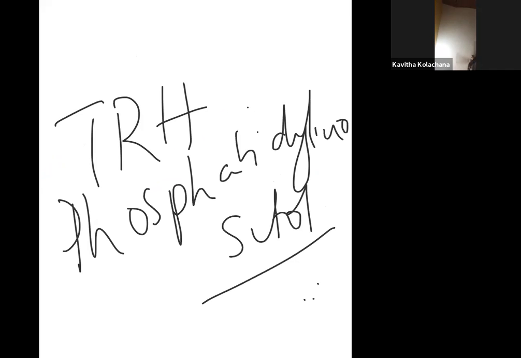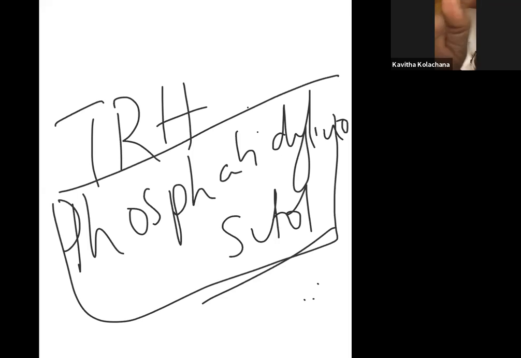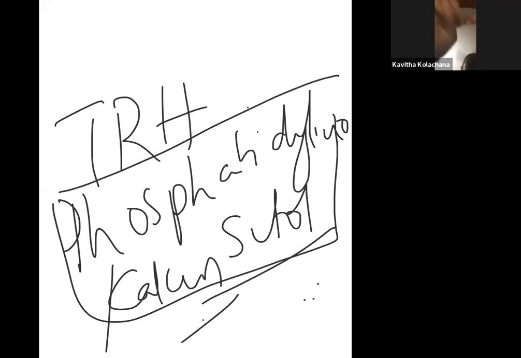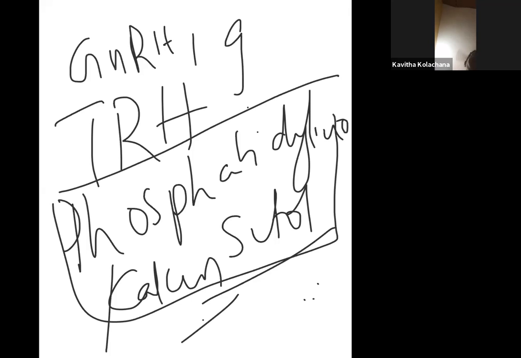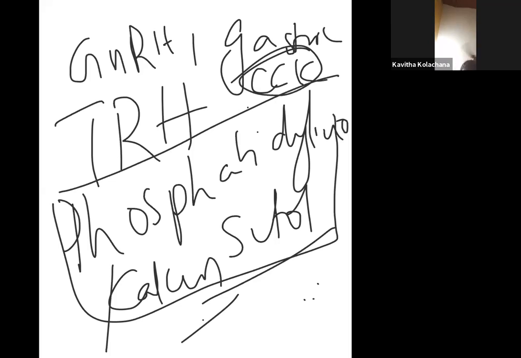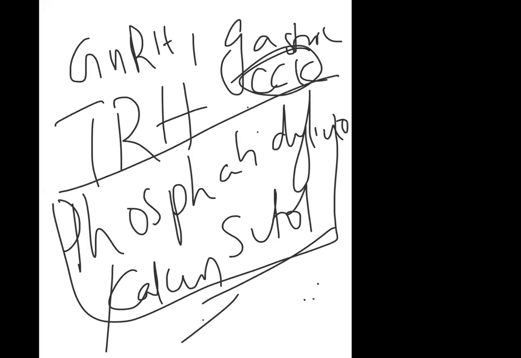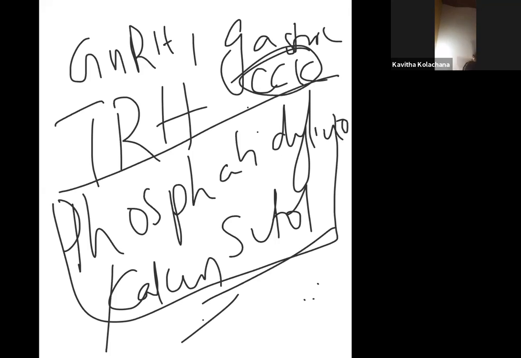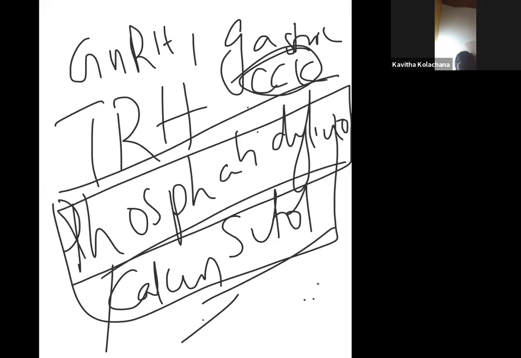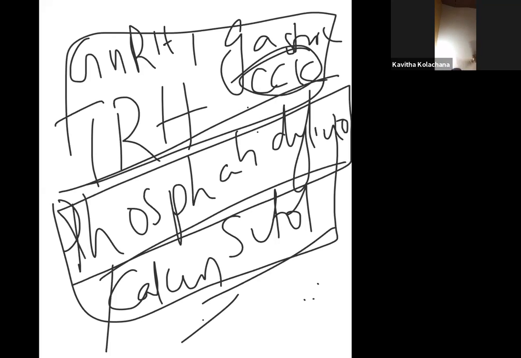It is phosphatidylinositol, so that is the complete one. It is also linked with calcium. The hormones which are stimulated by it are TRH, GnRH, gastrin, and CCK. What is CCK? Cholecystokinin. Correct. Cholecystokinin.